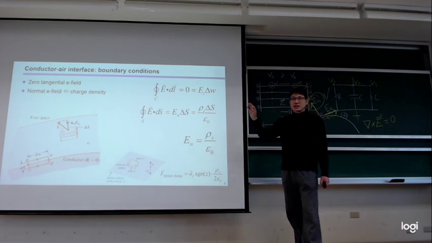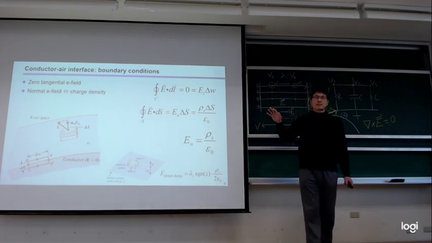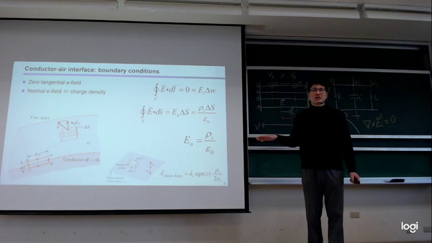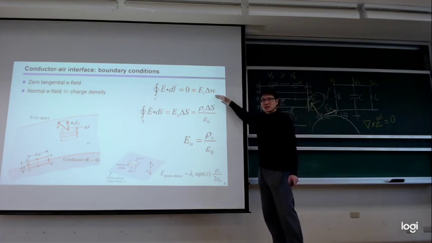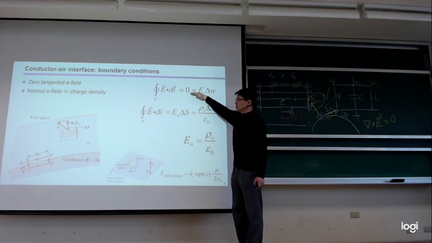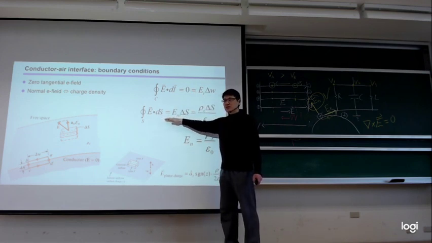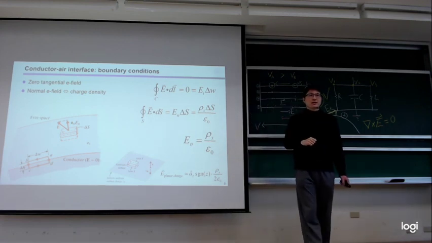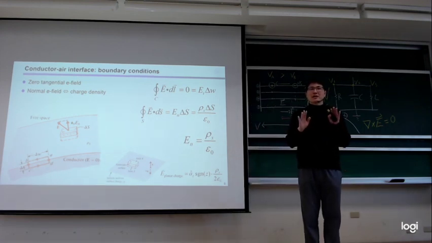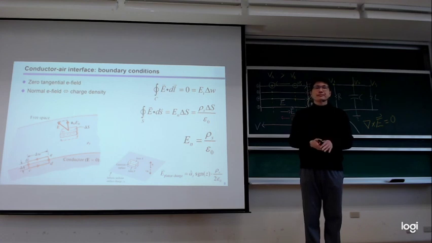So I'm adopting a very descriptive method to introduce perfect metals, but somehow I'm linking to the fundamental postulates: curl of E equals 0, divergence of E is equal to rho divided by epsilon 0. So for that, let me conclude for the day.